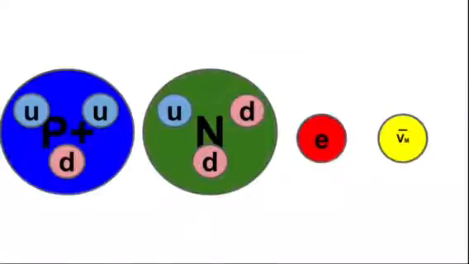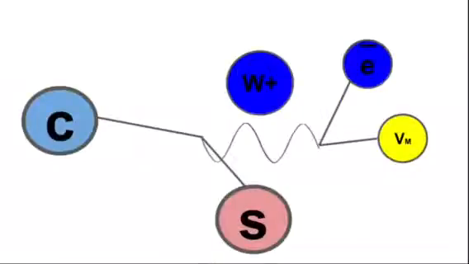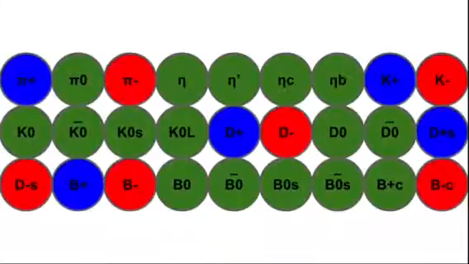All hadrons eventually decay into protons, neutrons, leptons, and antileptons. This is because as the quarks decay into up and down quarks, leptons and antileptons are emitted through the weak force. Next are the mesons.